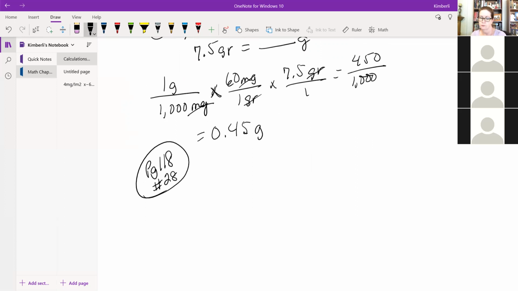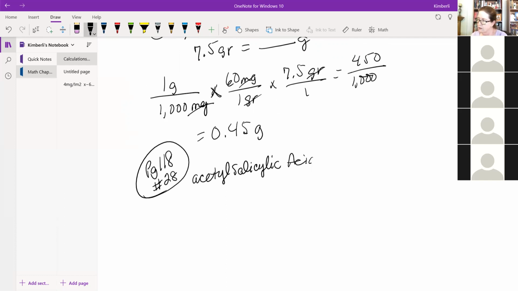I think it's Tylenol, maybe? No. Acetyl salicylic acid, ASA. Aspirin. I always have to remember where the Y is. Aspirin, right? Yes, it is.